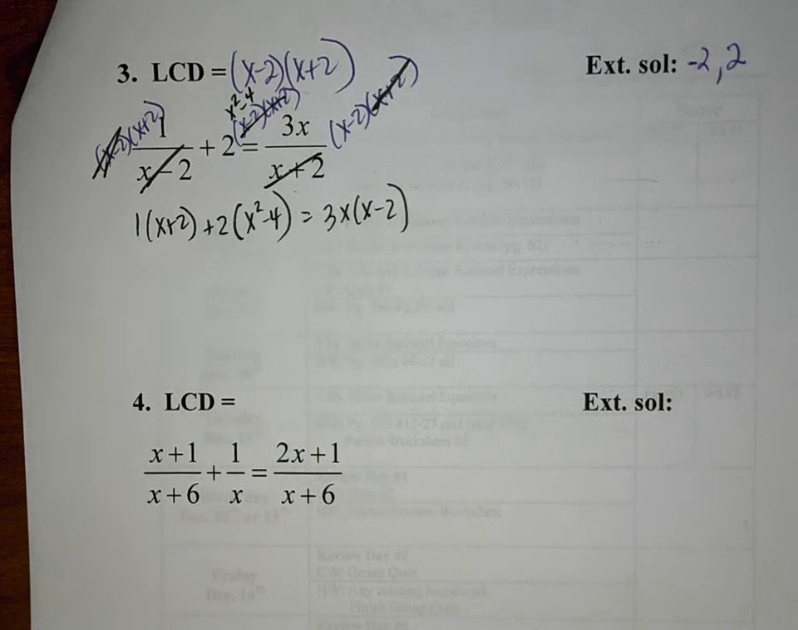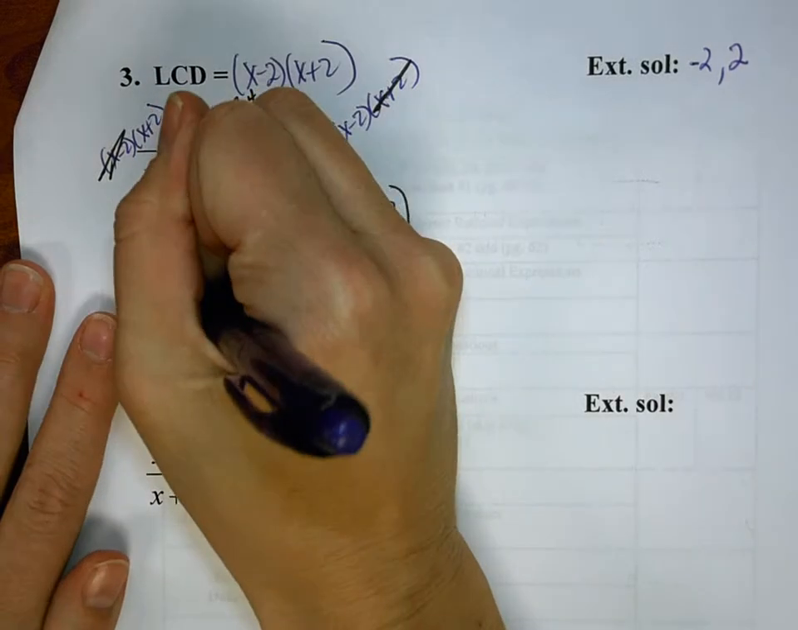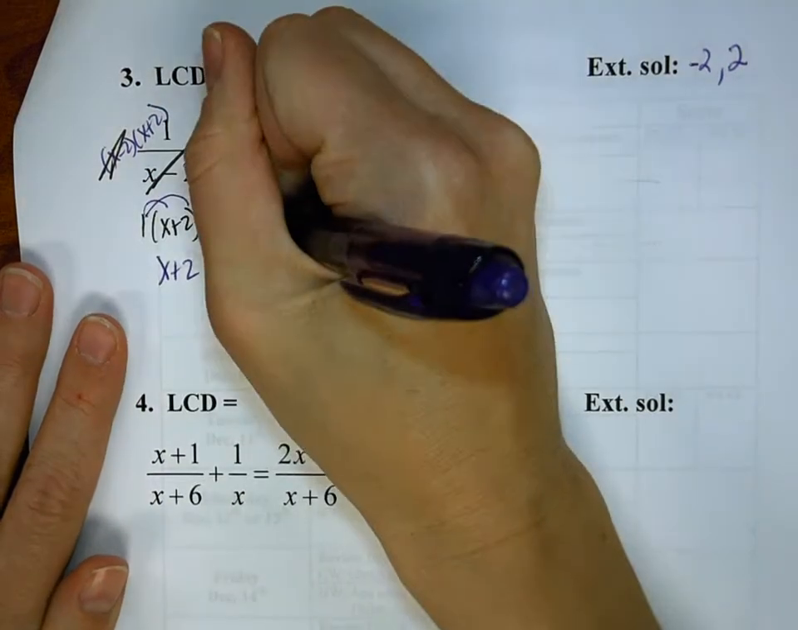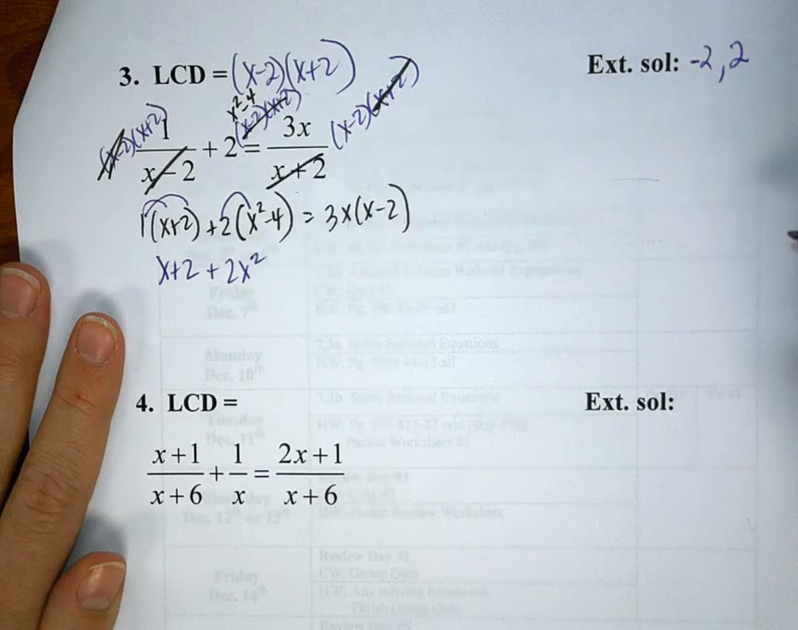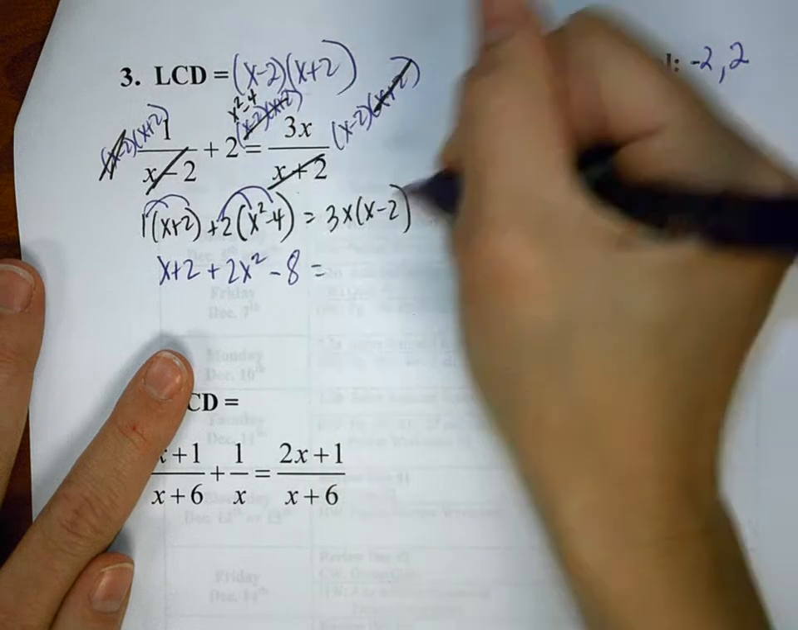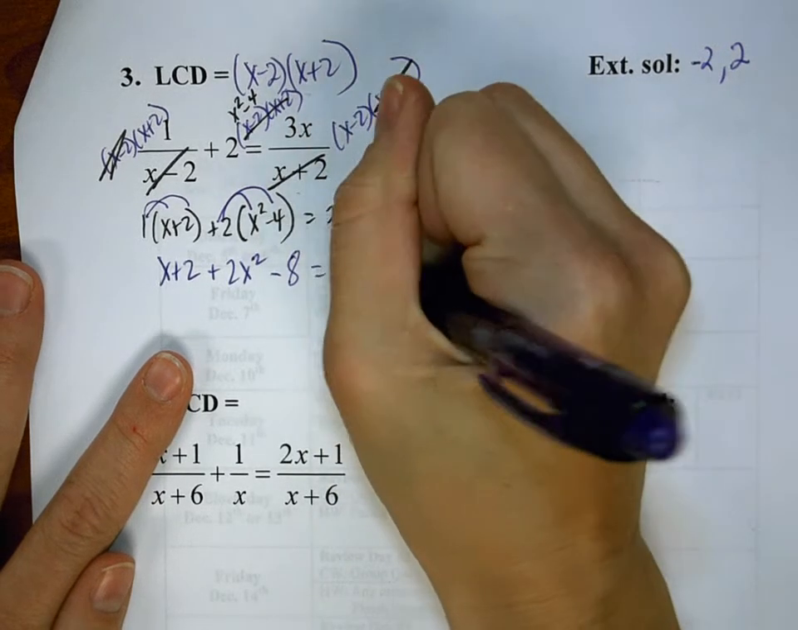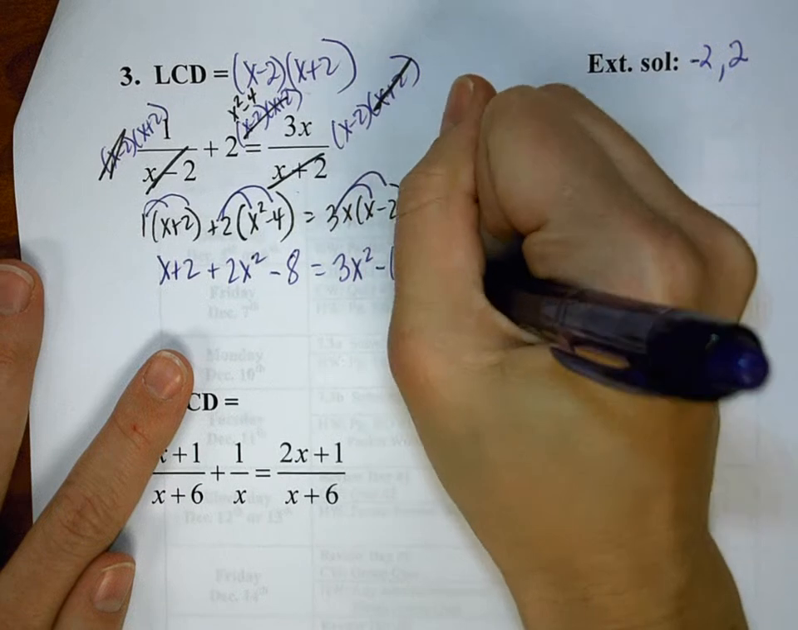Okay, next step is to do what, Jarrett? Very good. Distribute each of these. Good. 1 times x plus 2 is just going to give me x plus 2. We distribute 2. 2 times x squared is 2x squared. 2 times negative 4 is negative 8 equals 3x times x is 3x squared, and 3x times negative 2 is negative 6x.